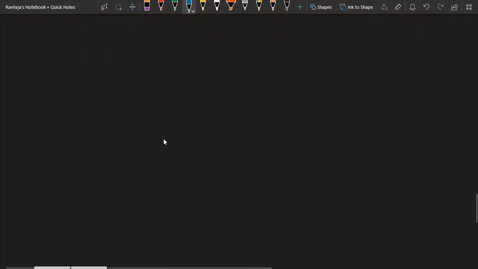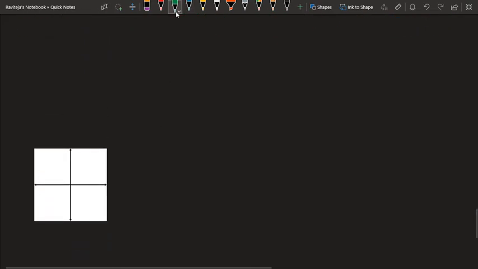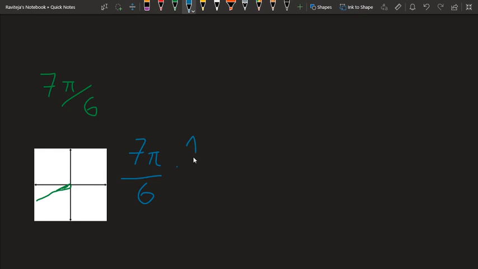For our last practice problem, I want you to draw the radian measure of 7 pi over 6. Once again, hopefully you know that 7 pi over 6 would be drawn right here, somewhere around here. That is where it would be drawn. Now I want you to convert this to its degree measure. Once again, we're going to take 7 pi over 6, and multiply that by 180 over pi.